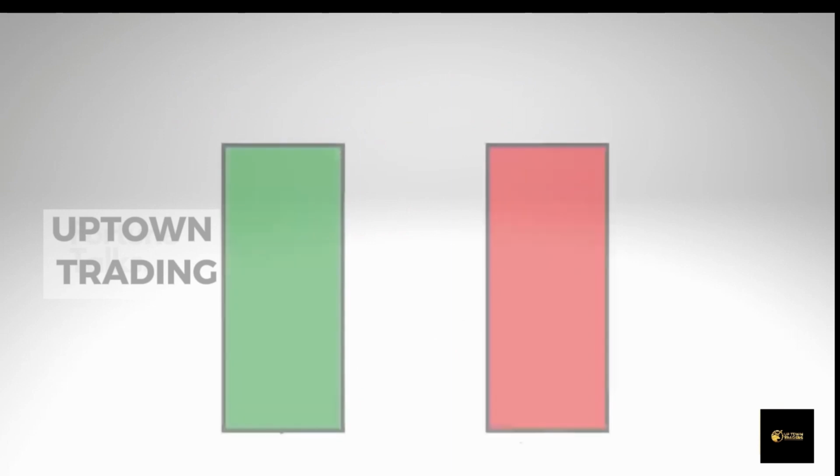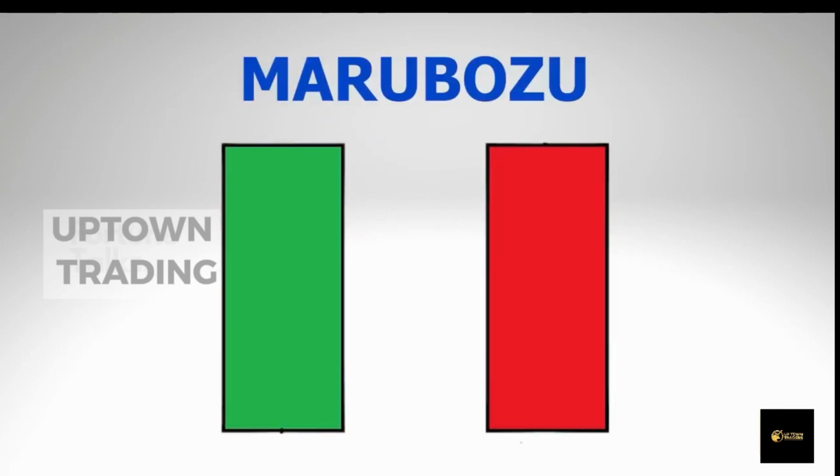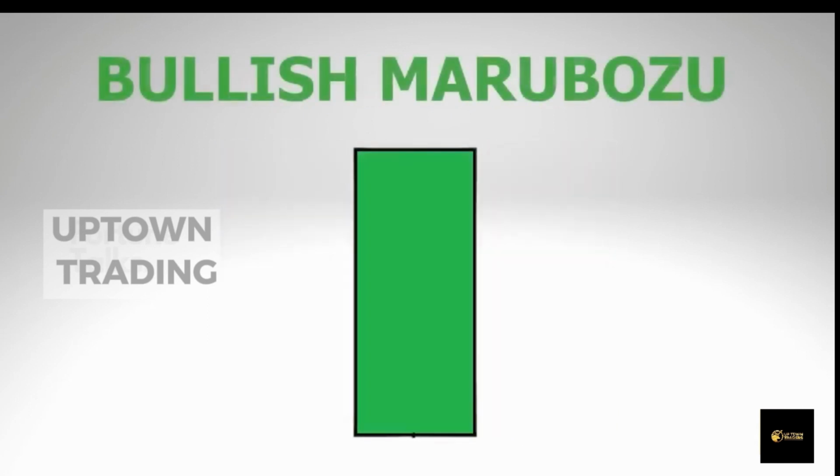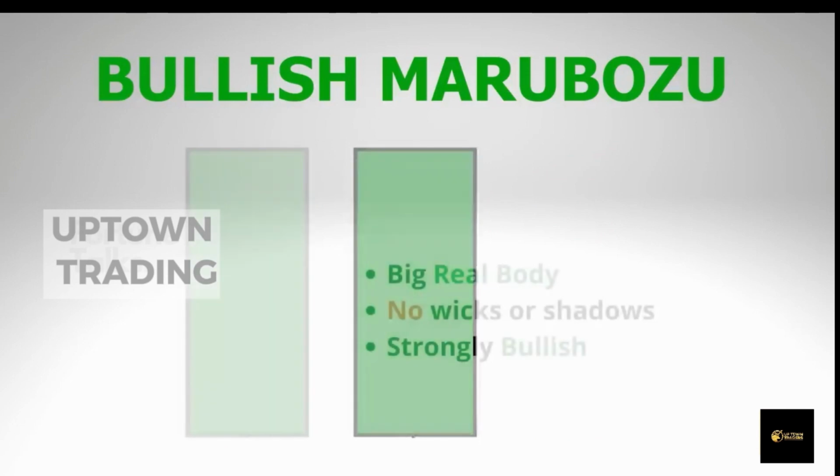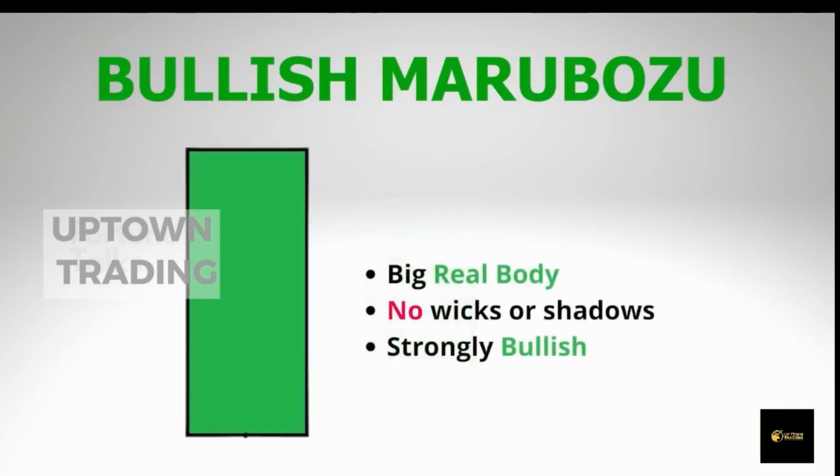Let's start our discussion on the first category of candlesticks. These candlesticks are called marubozus. Let's look at the first type. Since the candle is a green one, it is a bullish candle. It has a big real body but has no wicks or shadows on either the upper or the lower end. We know that the longer the real body, the more bullish the candle is.